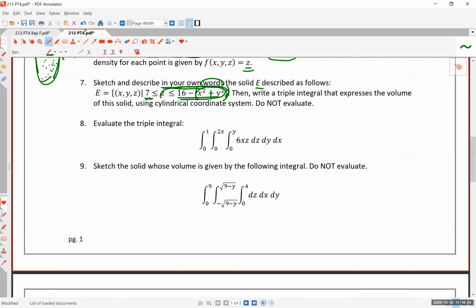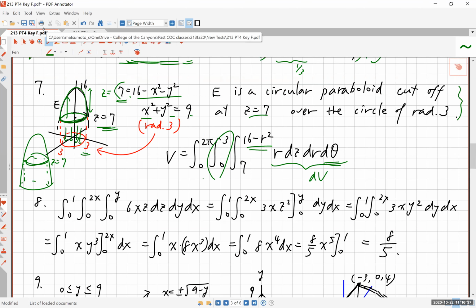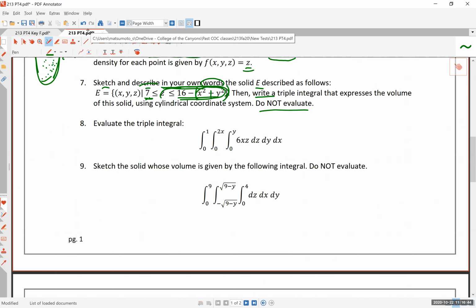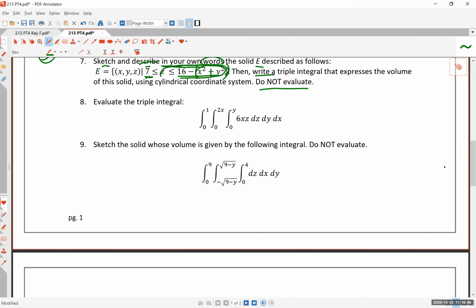Okay, so number 7, it says sketch and describe, and then write a triple integral. And it says do not evaluate. That's what I was talking about. Don't evaluate if you are asked not to evaluate. You may be tempted to, because this is not that hard. But resist the temptation to do something extra, especially if you have a time limit, like during your exam.